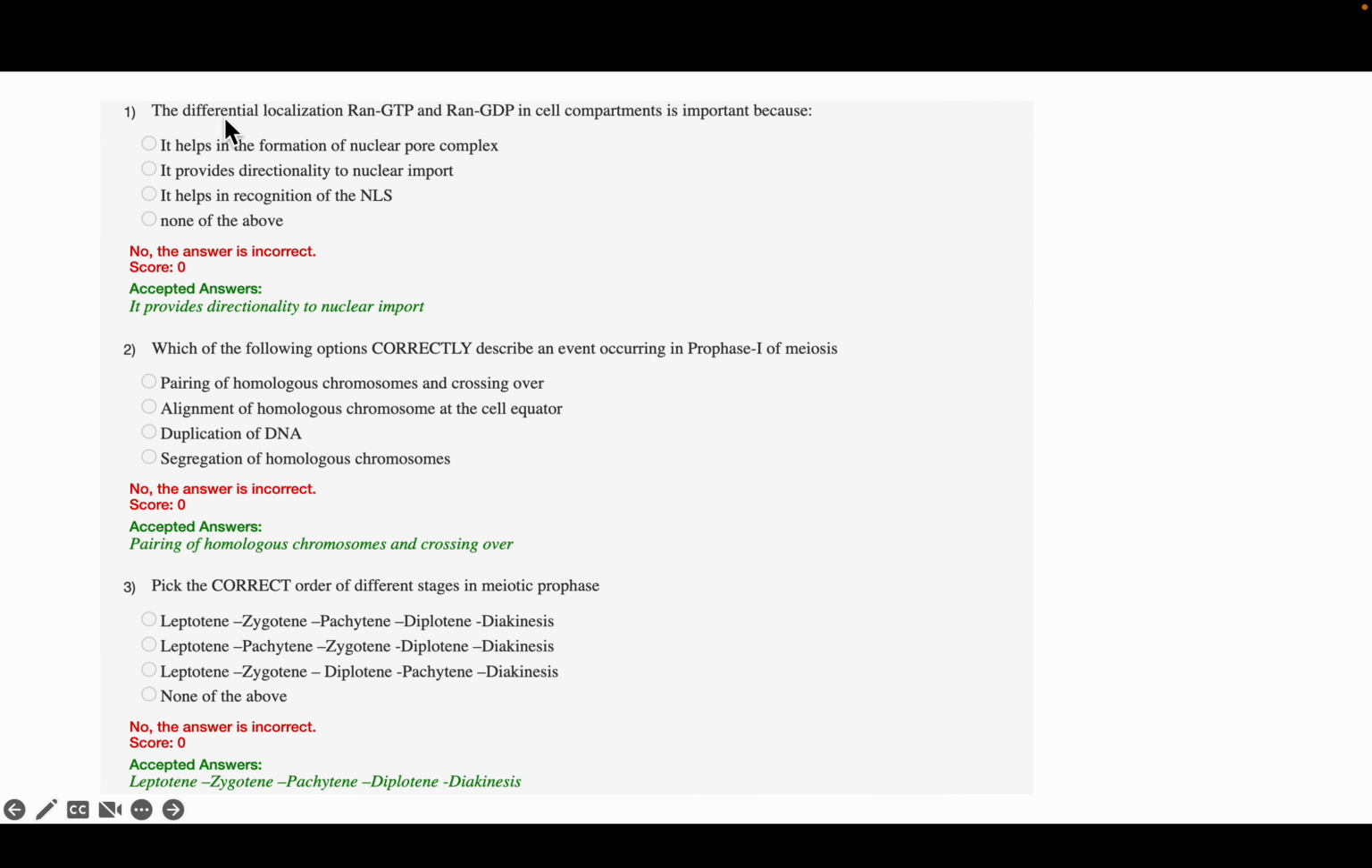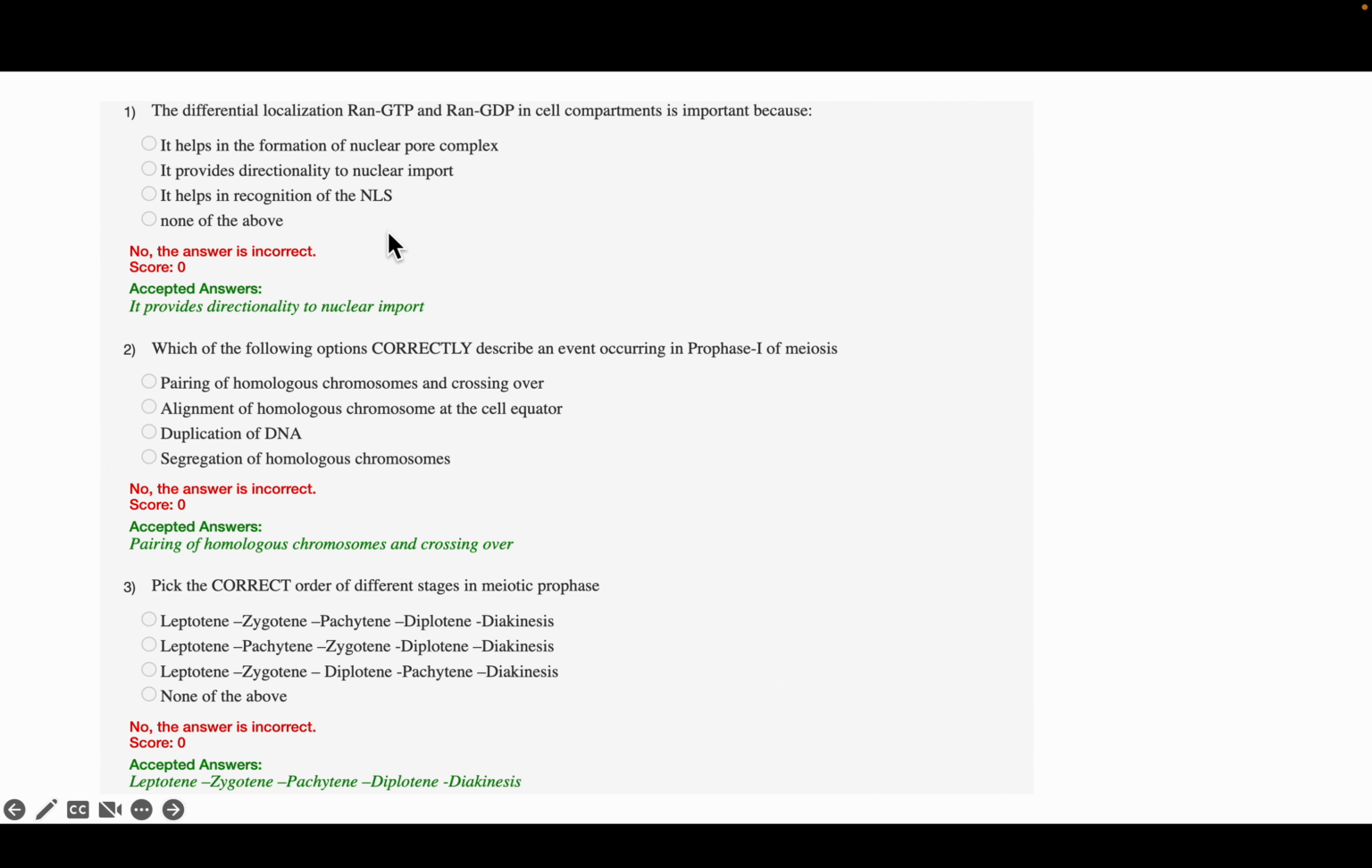The first question is: the differential localization of Ran GTP and Ran GDP in cell compartments is important because it helps in the formation of nuclear pore complex, it provides directionality to nuclear import, it helps in recognition of the NLS, none of the above. As you have already gone through those lectures in the portal, today we'll also be discussing more about this nuclear localization, and how Ran GTP and Ran GDP help.